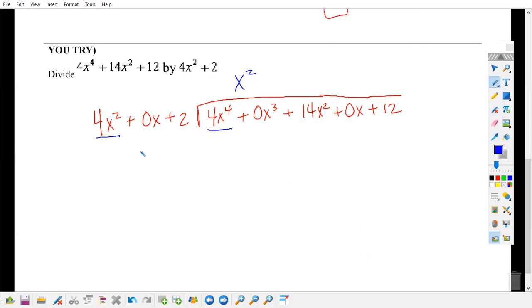Okay? After you divide, then you're going to multiply. X squared times 4x squared is 4x to the 4. X squared times 0 is 0x to the third. X squared times 2 is 2x squared, right? After we multiply, we then do what? Subtract. And what does subtraction mean in terms of polynomial division? Change signs and combine. So we're going to change our signs, and then we're going to combine, and we're left with 12x squared.